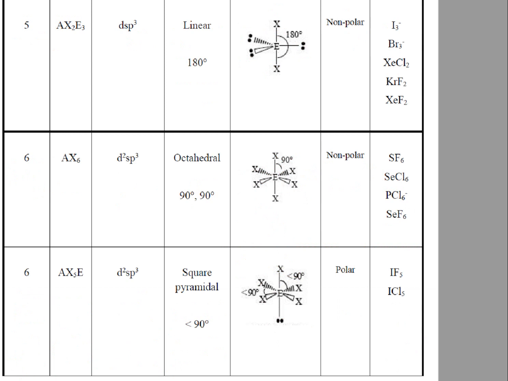This molecule looks similar to the first one, but instead it has one lone pair. The presence of the lone pair will change the shape of the molecule a little bit, making all the bonding pairs closer, and the angles will be less than 90 degrees, and the molecule should be polar finally.